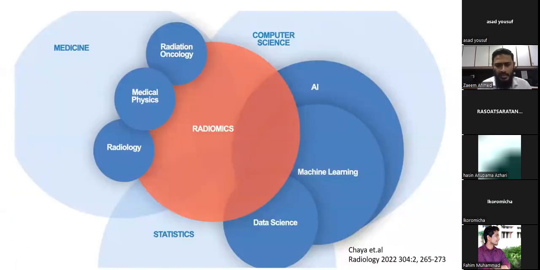So let's have a larger picture now. Radiomics sits at the cross section of medicine, computer science, and statistics. All of this is a converging field of medicine and advanced computational techniques, but all of them have one unique goal, which is to make patient care better.